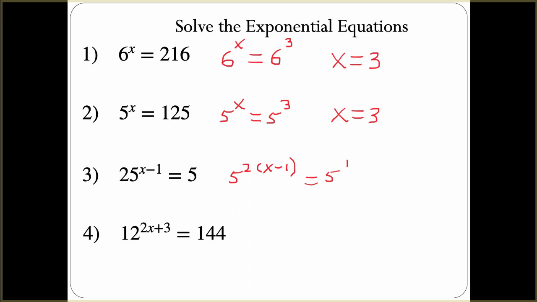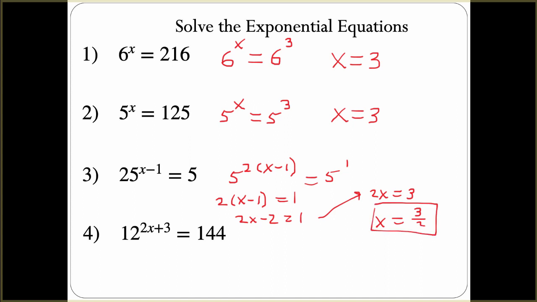So we have to take what's in our exponents and set them equal to each other. So we have 2 times x minus 1 equal to 1. And now we're going to solve this equation. So we have 2x minus 2 equals 1. And we add 2 to both sides, you get 2x equals 3. We divide by 2, and we get x is 3 halves.